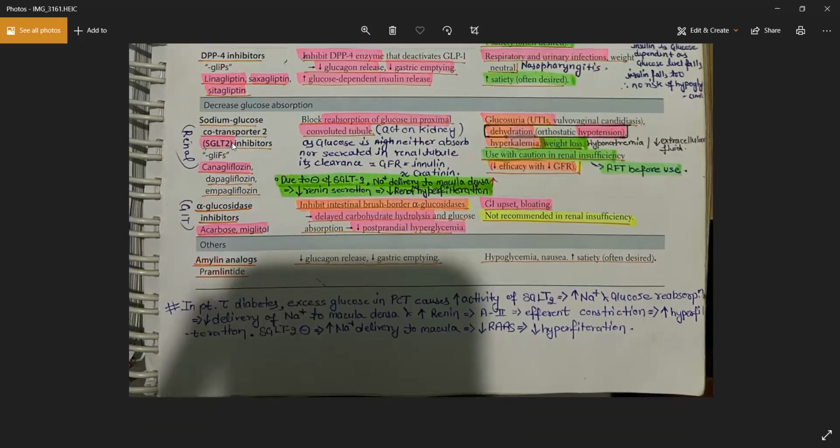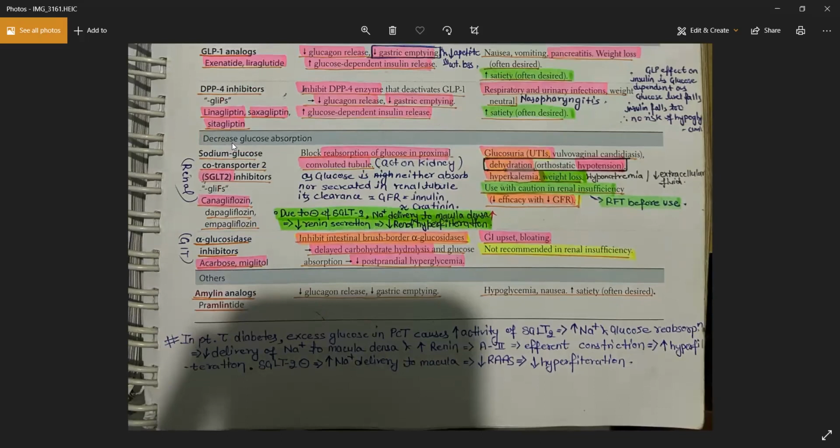Okay. Now comes the drugs which decrease the glucose absorption, either the reabsorption or the absorption. First are the SGLT2 inhibitors, and remember the SGLT2 receptors are found in the PCT of the renal tubules, right? So they inhibit the SGLT2 receptors, and when they inhibit the SGLT2, they cause a loss of sodium and glucose. And because of the loss of glucose in the urine, they can cause urinary tract infection.